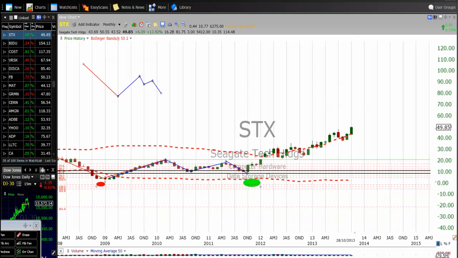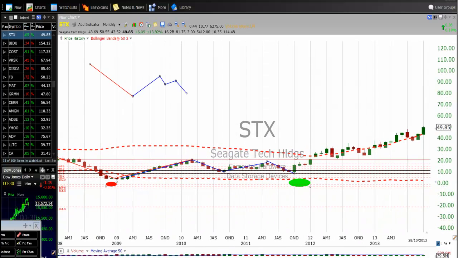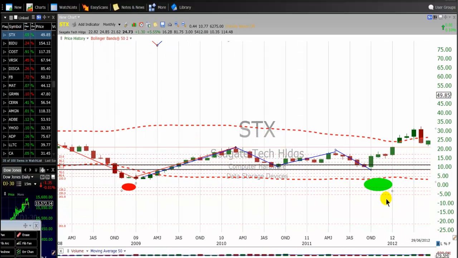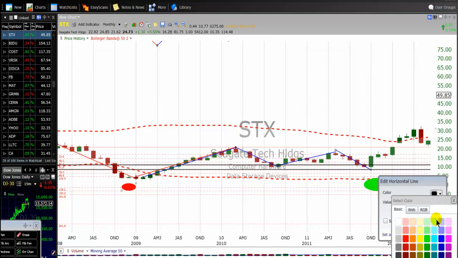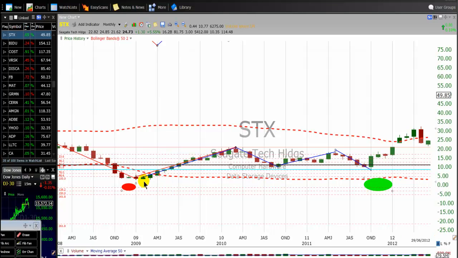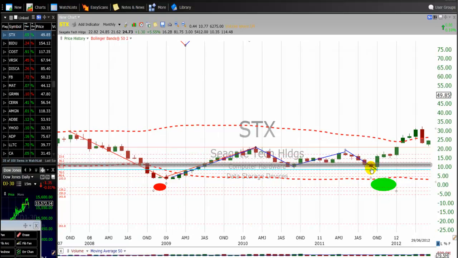Hold on a second. Okay, you see the two lines? The one here, I can color it now in turquoise. That's the 78.6% of the XA. This is a Gartley pattern, and the pattern is completed right here.